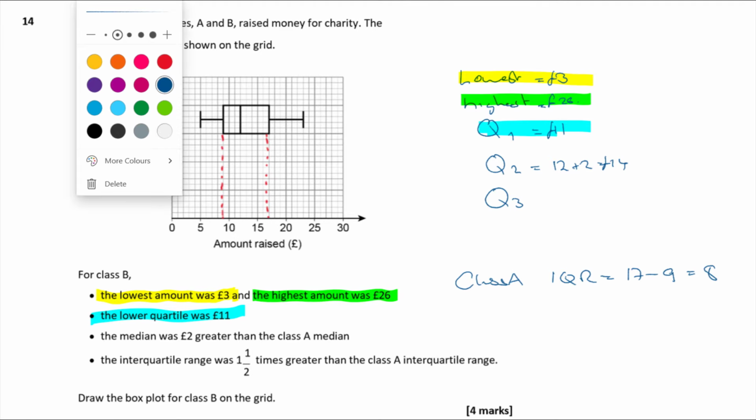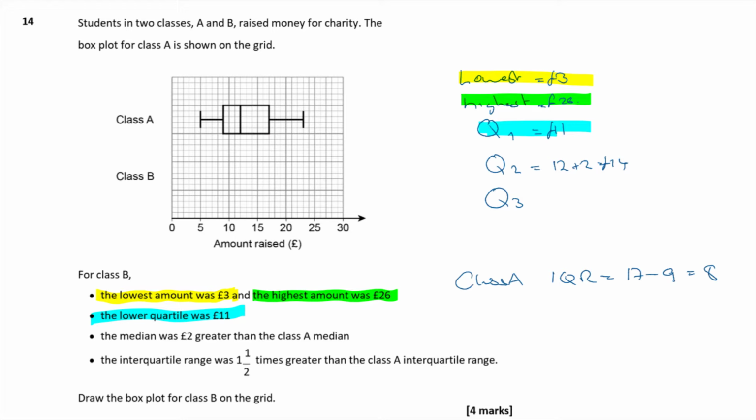Okay, so if our interquartile range for B is 1.5 times bigger than that, then the Class B interquartile range is going to be the Class A interquartile range times 1.5, isn't it? And that comes out to be 12. So if the interquartile range is 12, then the upper quartile, Q3, is going to be 12 higher than the lower quartile. So Q3 is the lower quartile, which is 11, plus the interquartile range, which is 12, which gives me the upper quartile at 23. Okay, so now we've got all the amounts that we need. So this one came from there, look, and this one came from there, didn't it? So we know what we're doing now.